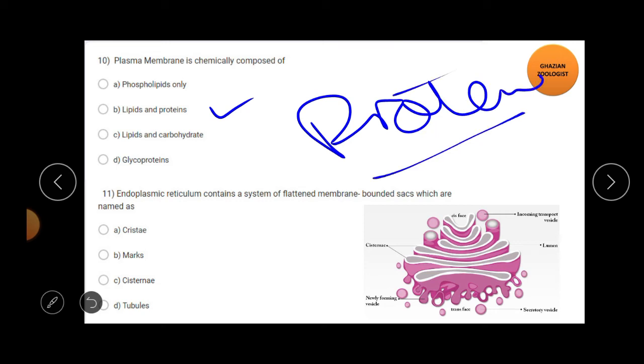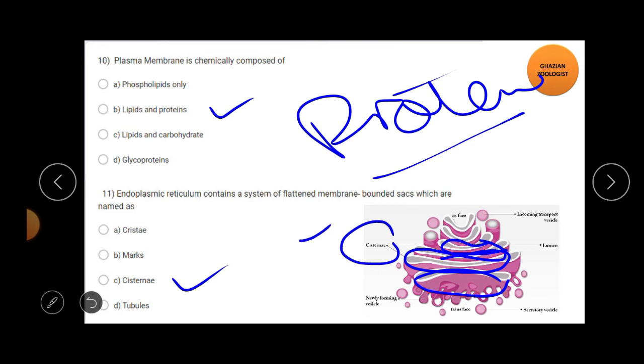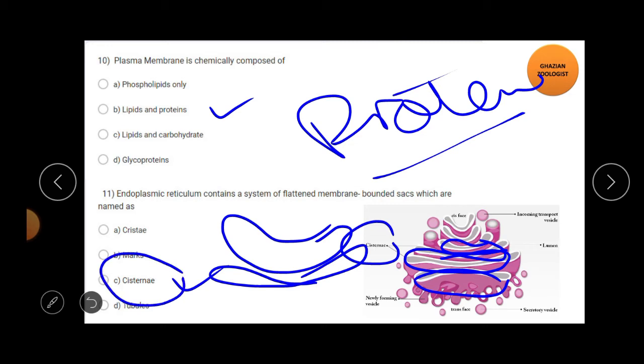Endoplasmic reticulum contains a system of flattened membrane-bonded sacs named as... You can see in the image that there are membranous bonded sacs, and these are called cisternae. Endoplasmic reticulum consists of flattened sacs, flat like this, that's why our option is cisternae.